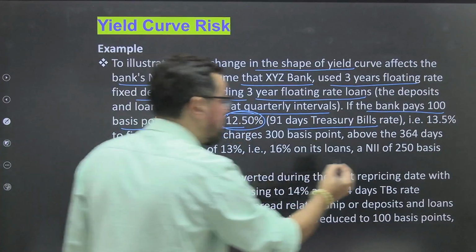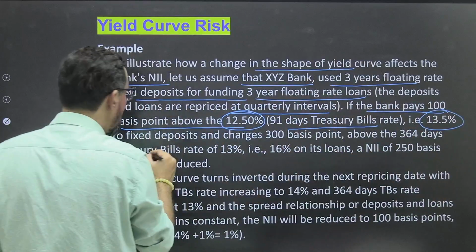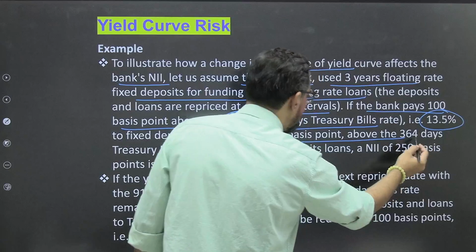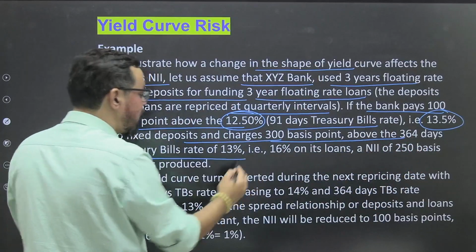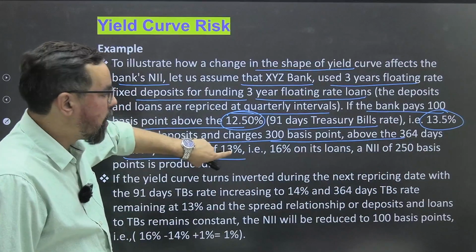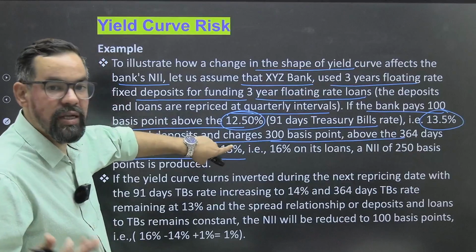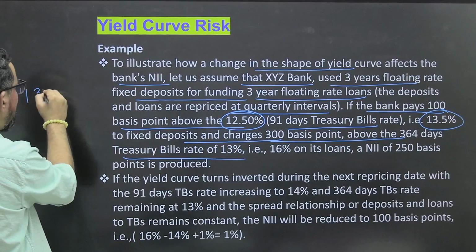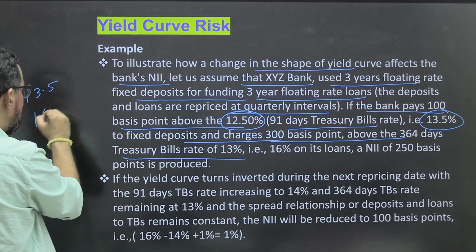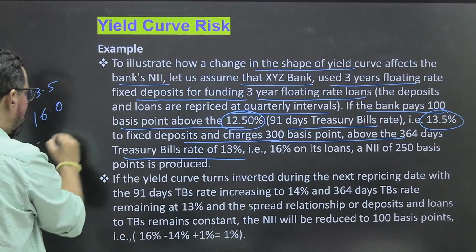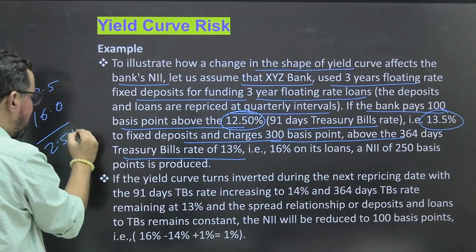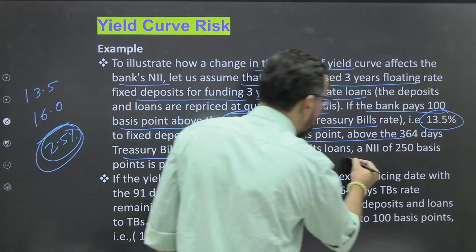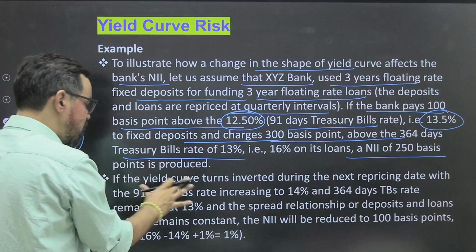Okay, it is mentioned here also. 13.50% to fixed deposit and charge 300 basis point above the 364 days treasury bill 13%. So here it is 13 plus 300 means 16%. Okay? So we have NII of 13.5 plus 16%. That means 2.50% NII initially bank is earning in this particular one. So NII is 250 basis point in this particular one.